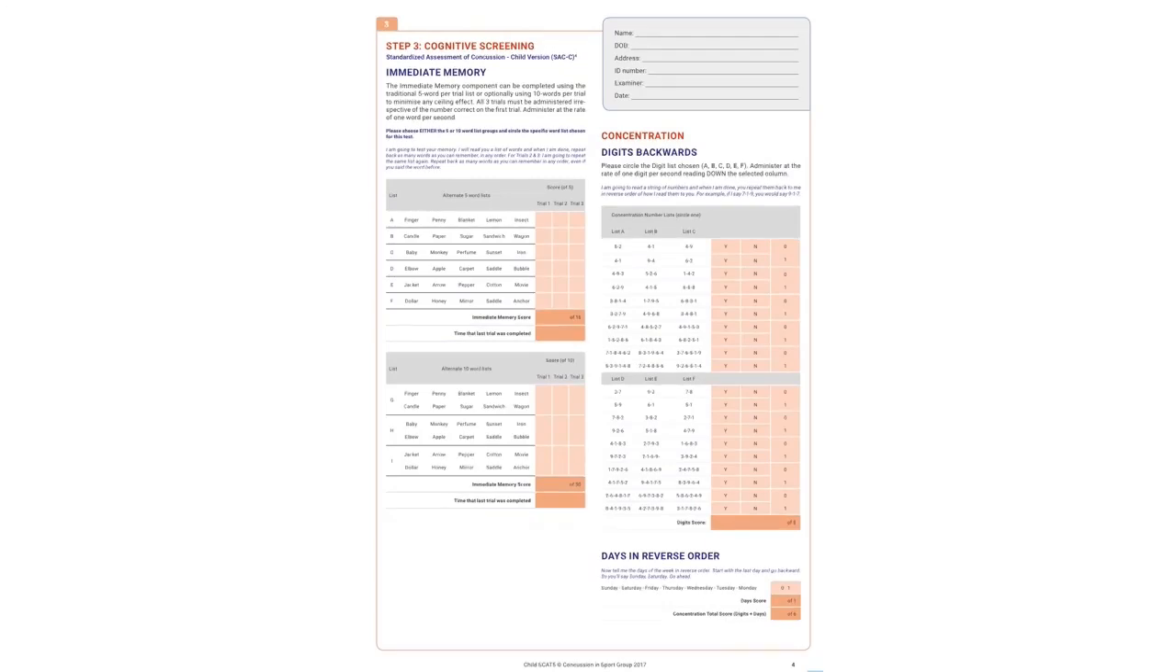For the SAC, orientation is not assessed in children. For the digits backwards, in the SCAT5 it commences with a 3-digit list, whereas for the Child SCAT5 it commences with a 2-digit list. For the reverse order section, in the SCAT5 it uses months in reverse order, whereas in the Child SCAT5 it uses days in reverse order.